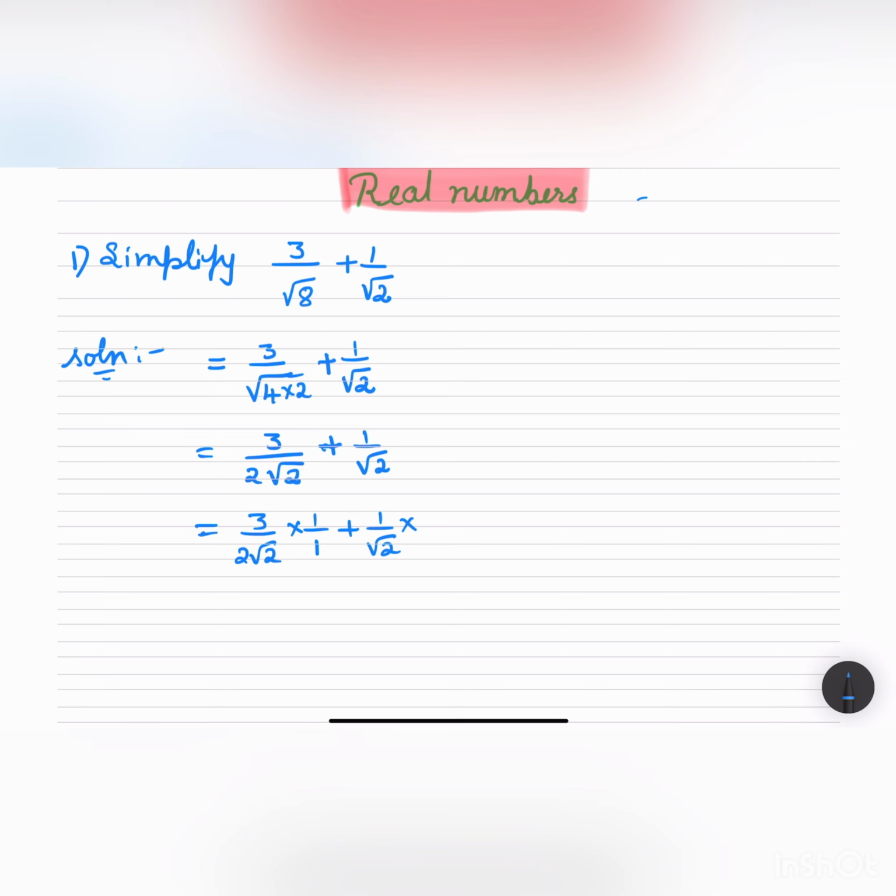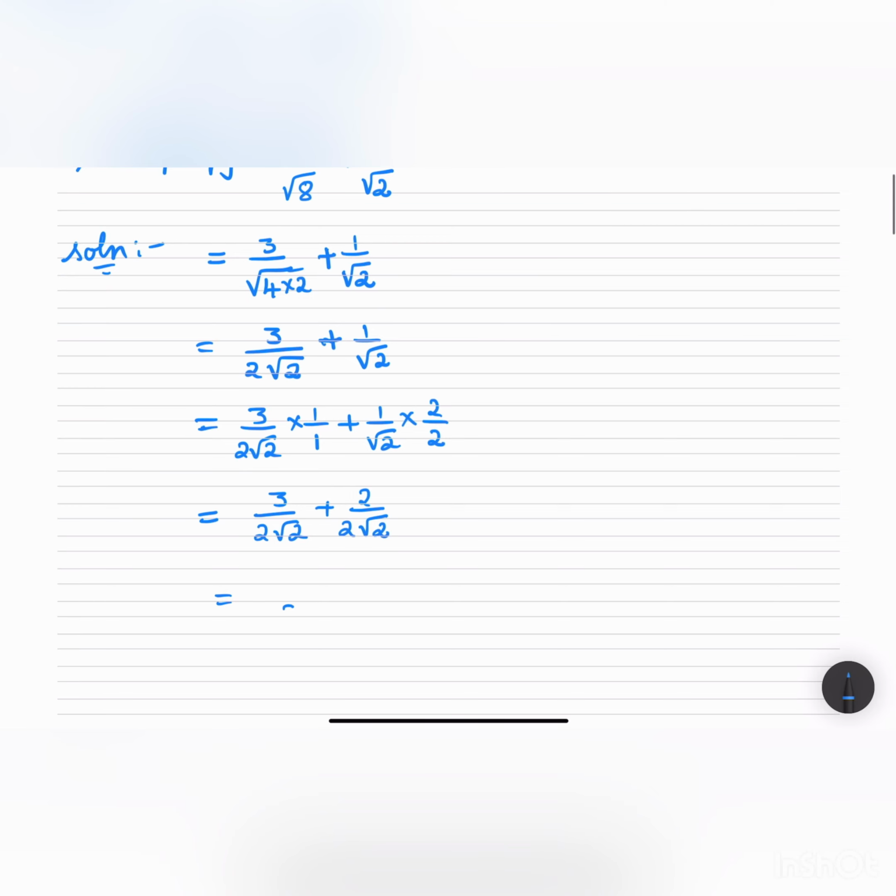To get 2 root 2, we have to multiply by 2 by 2. So when we multiply something in the denominator, the same number has to be multiplied in the numerator also to balance it. Now this will be 3 by 2 root 2 plus 2 by 2 root 2. And as we know, the LCM is 2 root 2, and in the numerator we have 3 plus 2. The answer is 5 by 2 root 2. So this is the simplified form of the given numerical.